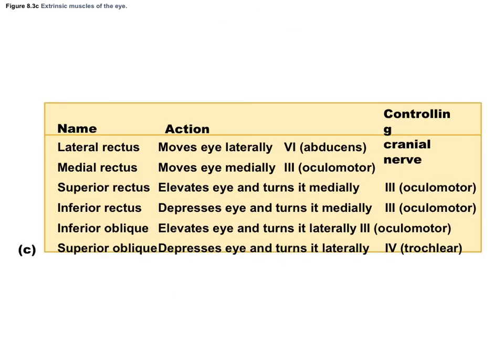Okay, each muscle, right? So lateral and medial move laterally and medially, and they are basically controlled by a couple cranial nerves: the abducens, the oculomotor, and the trochlear. So the superior oblique depresses the eye, pushes it down and turns it medially. When you cross your eyes and look down at your nose, that's the superior oblique muscle, and that's by the trochlear nerve.